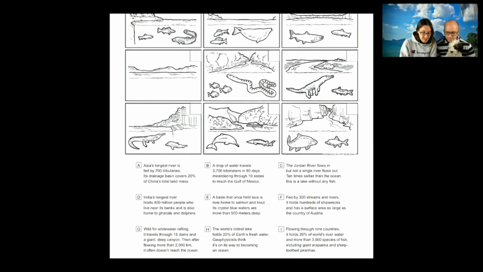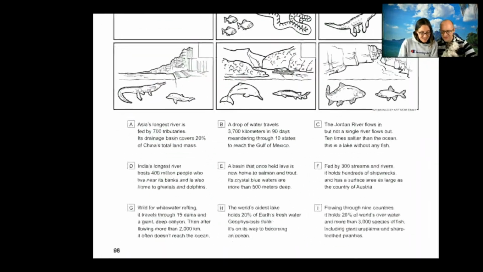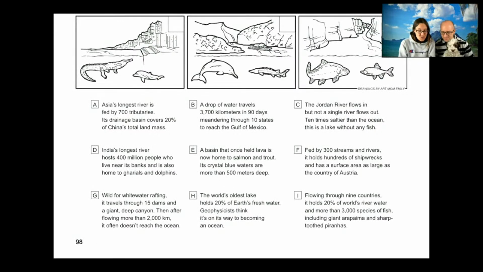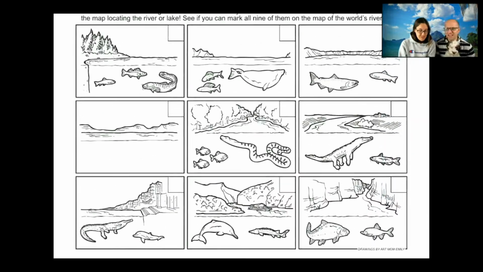So the one that is probably the easiest. I don't need easy questions, Science Mom. Is C, because this is the one we were just talking about. So the Jordan River flows in, but not a single river flows out. 10 times saltier than the ocean. This is a lake without any fish. So it's so salty, fish can't even live in the Dead Sea? Yeah, there are no fish in this lake.